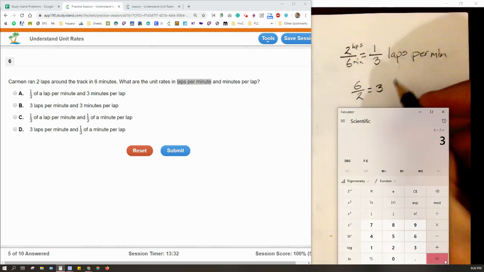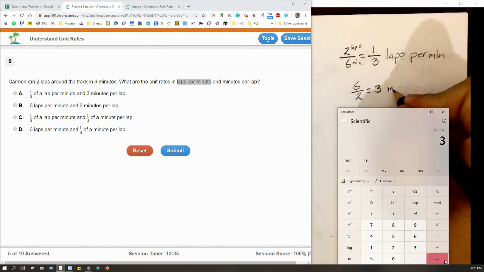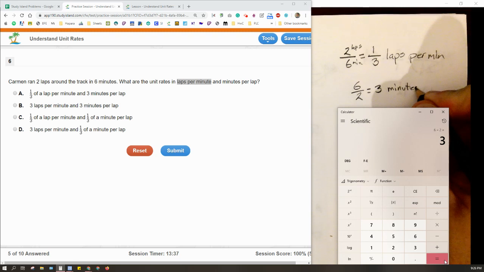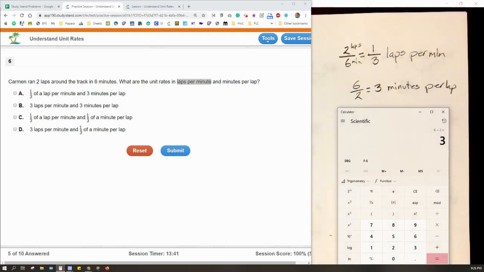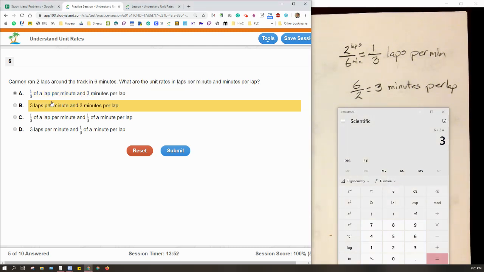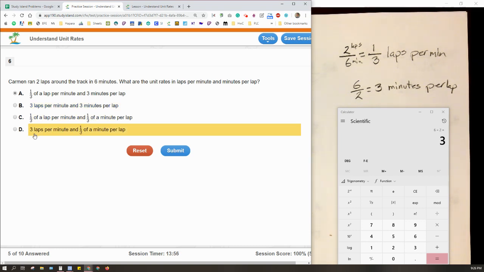So 6 divided by 2 is 3, and that gives us minutes per lap. So we just have to find the answer that says those two numbers, 1/3 laps per minute and 3 minutes per lap. So let's see, A, 1/3 of a lap per minute and 3 minutes per lap. That looks good. 3 laps per minute, 3 minutes per lap. No. 1/3, 1/3. No. This last one, D, is a tricky one. It's the right numbers, but they switch the labels on you.